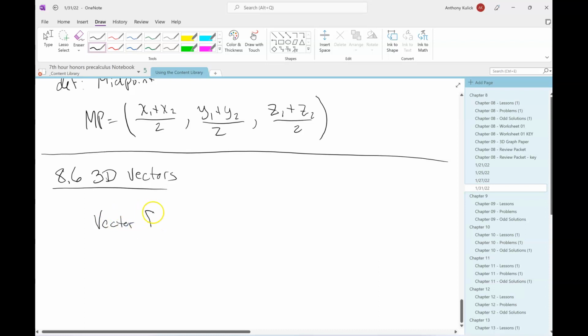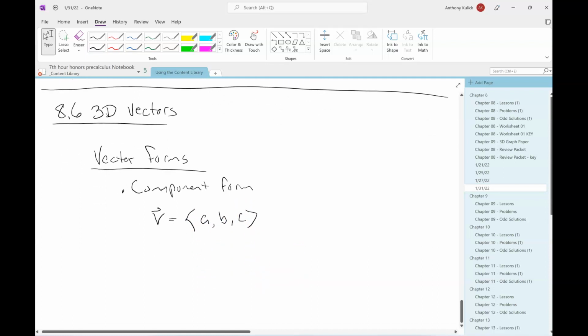So let's see. Some of our vector forms, right? We had component form. In 2 dimensions, we wrote the component form like ⟨a, b⟩. In 3 dimensions, we still use the wedge brackets. We just add a third component in there. And if we were to draw that, that's the vector that goes from the origin to the point (a, b, c), right? Exact same definition as 2 dimensions, just extended to 3 dimensions.